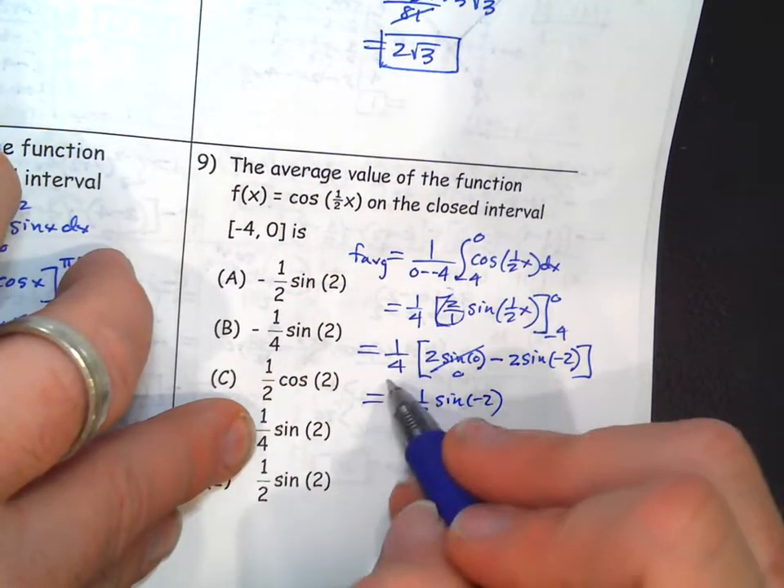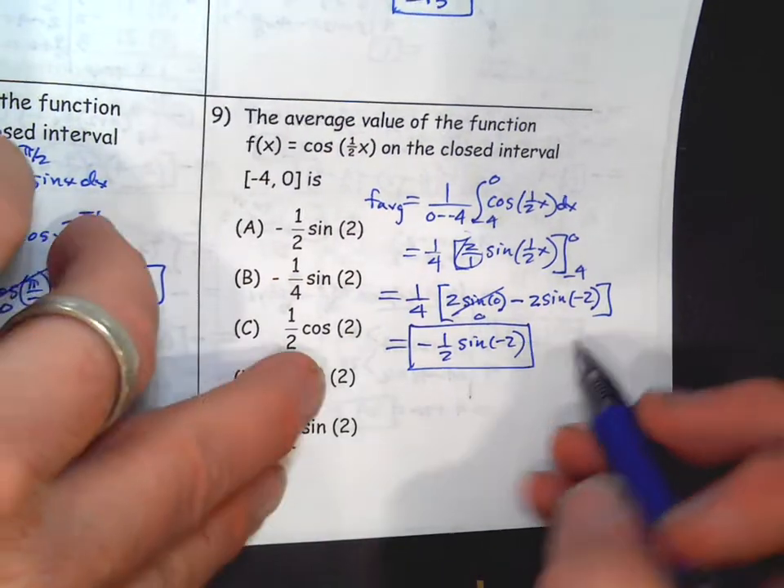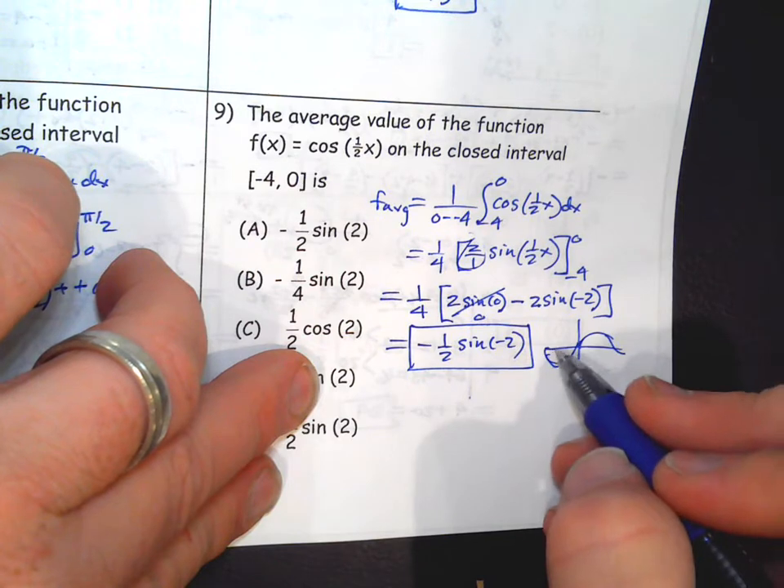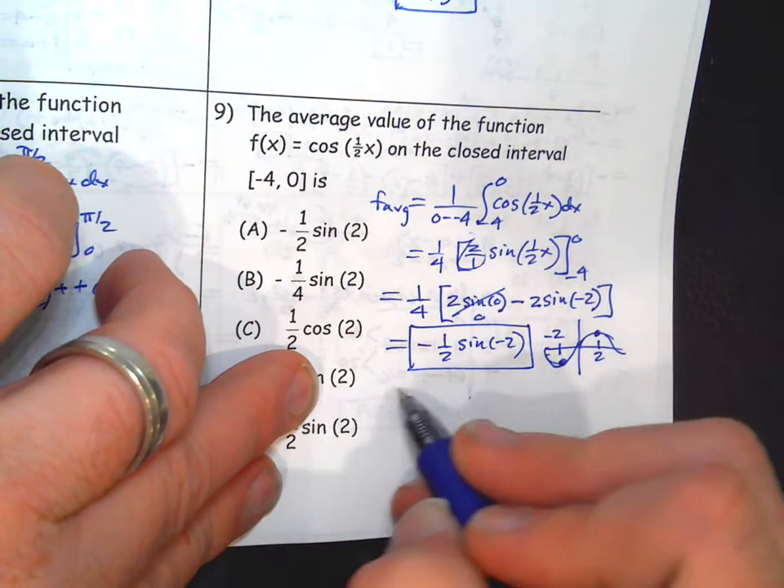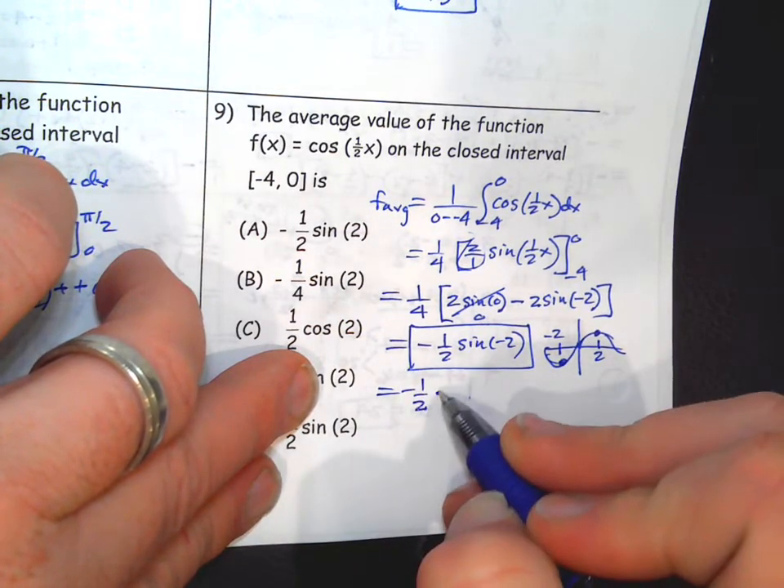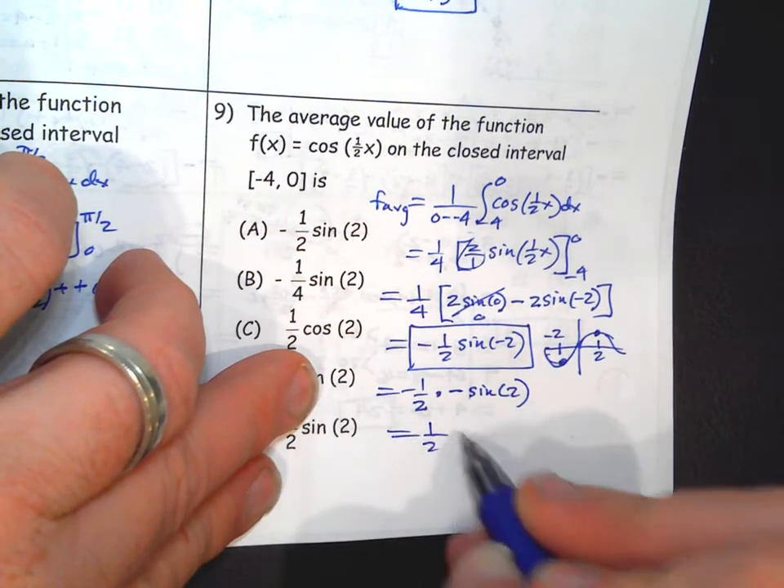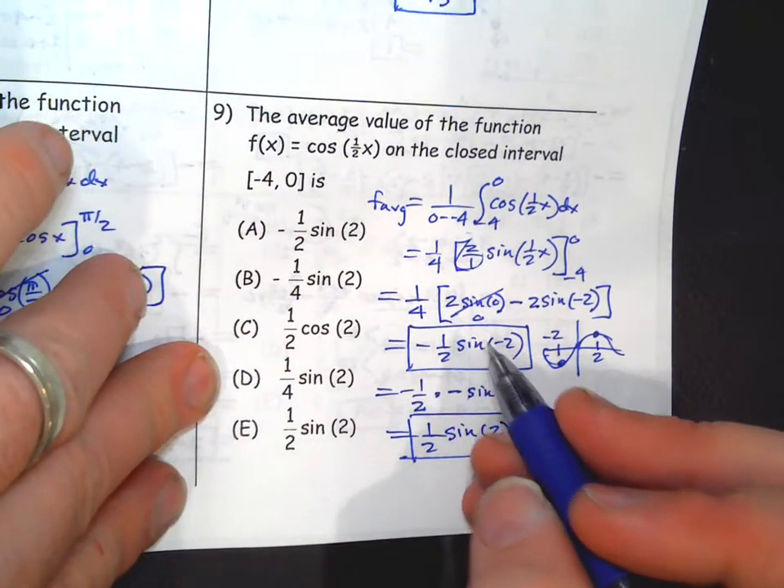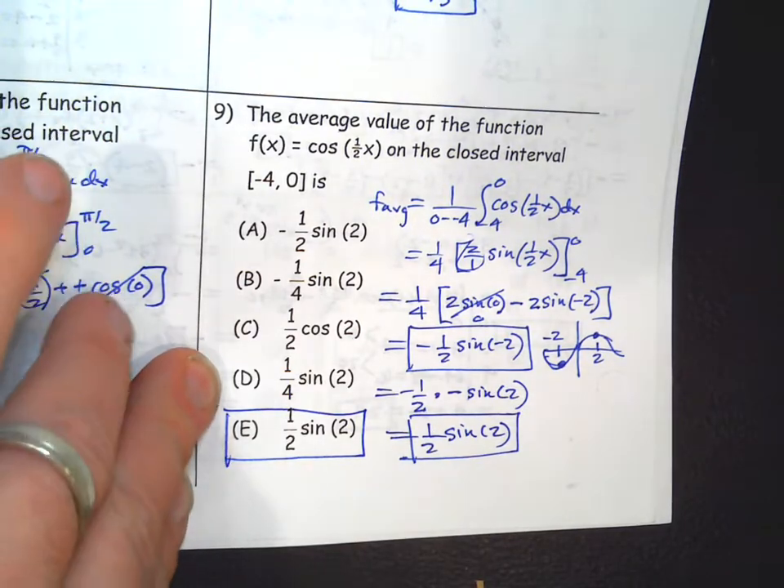But you look at all these answers, and none of them have negative 2's. But then you remember that sine is an odd function, has odd symmetry. That means if you plug in the negative, you get the same thing as the positive, but the opposite sign. So this is the same thing as negative 1/2 times negative sine of positive 2. And so then you get positive 1/2 sine of 2, which is the same thing as what we got, but actually on your list. So you've got to remember your properties of trig.